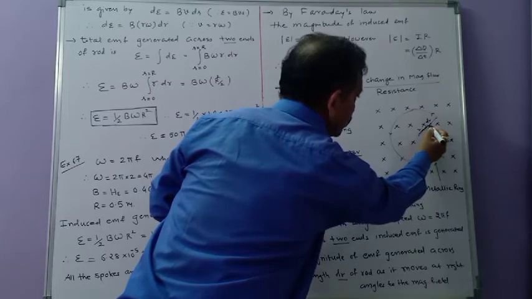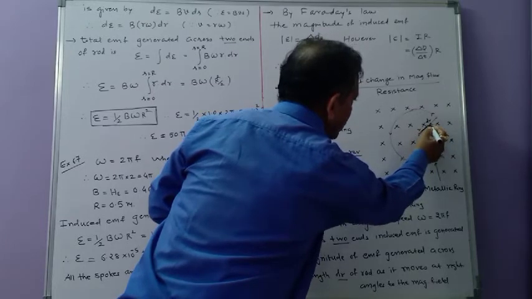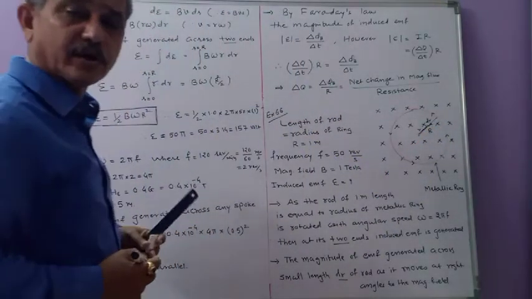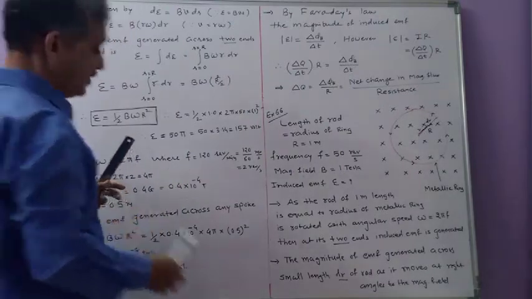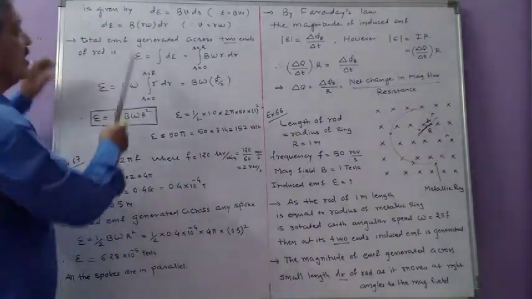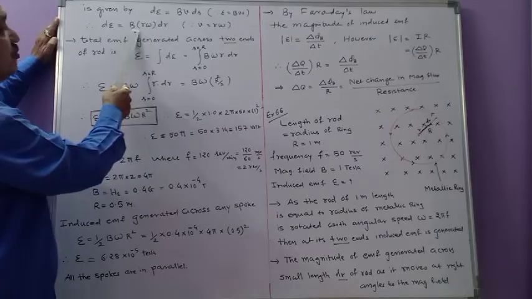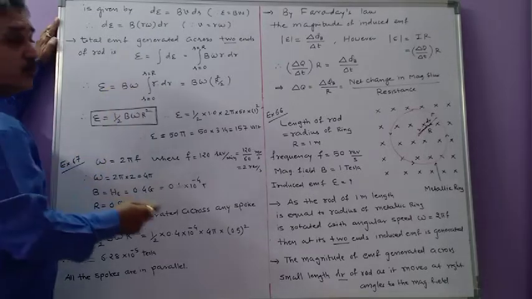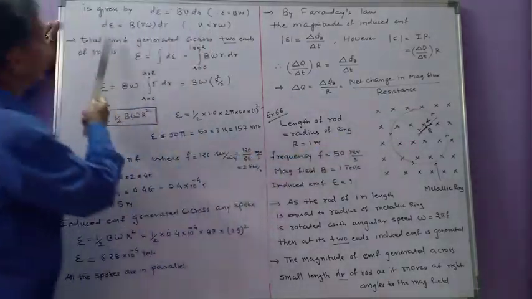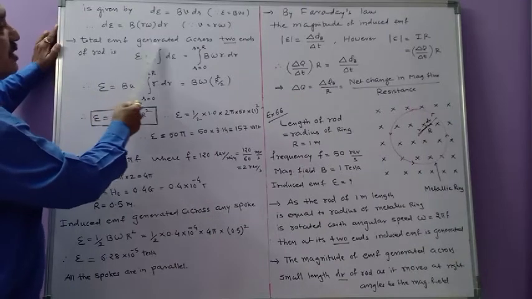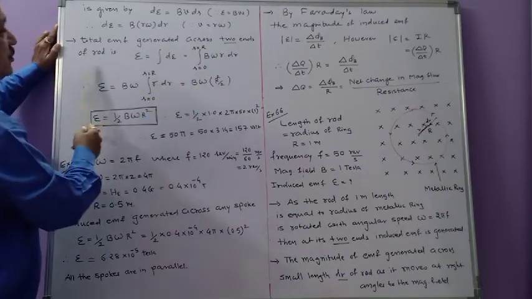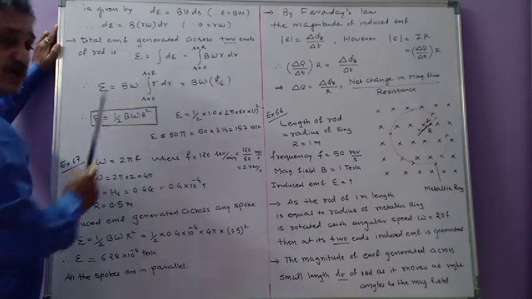And at a distance equal to small r, there is one small element of the rod of length dr. That's why वहाँ पे velocity कितनी? v equal to r omega. तो B r omega into dr. अब आपको पूरे rod में EMF generate करना है, तो you integrate this equation. So total EMF generated across the two ends of the rod is E equal to integration of dE.